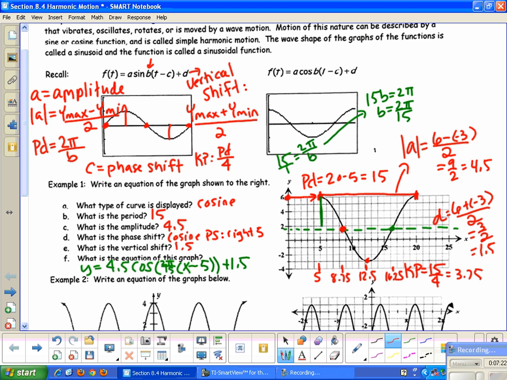So I'm going to write the sine equation underneath. So I have y equals, and if it's going down first, it would be negative 4.5 times the sine of my b value, which we said was 2 pi over 15, times x minus 8.75, plus 1.5. So that would be my sine equation. And we talked about how to do those before.